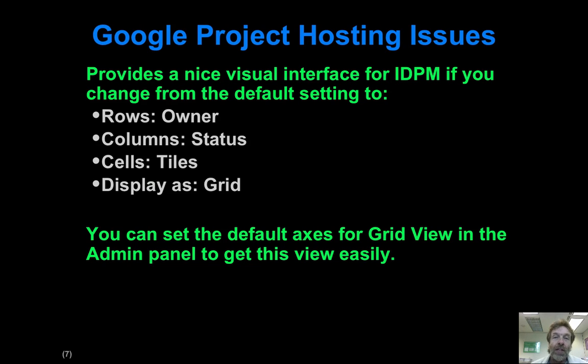Okay? So it turns out that Google Project Hosting, with a little bit of manipulation, can provide a fairly nice visual interface to this issue-driven project management approach. What you've got to do is select the grid layout for the set of issues, and select owner as the rows axis and status as the column axis. If you go into the admin panel for the project that you own, you'll see there's a link for the issues, and you can set up this default right there.